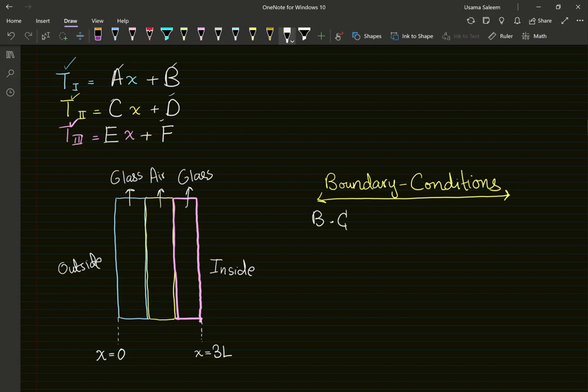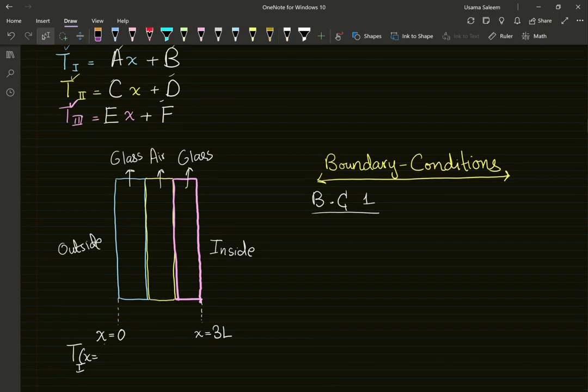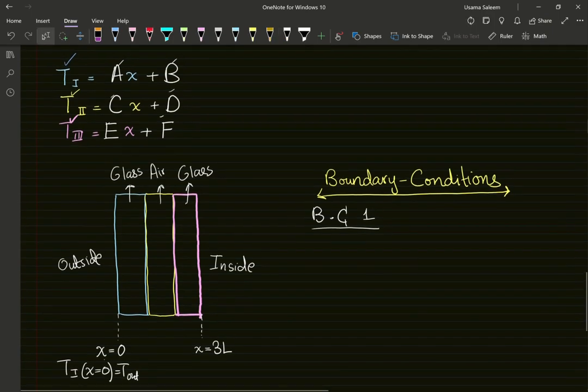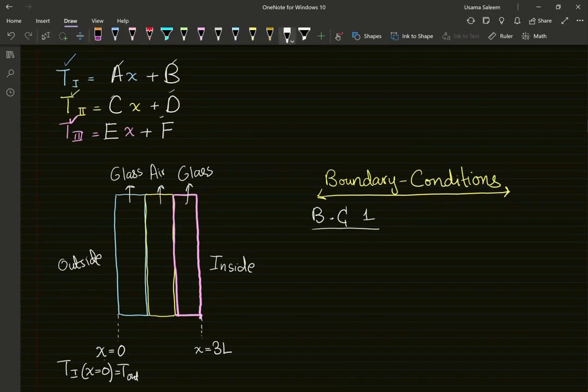Let's see what's going to be our first boundary condition. Our first boundary condition was specified in the problem at x equals 0. The temperature at x equals 0, T sub 1, the temperature in the first domain, keep that in mind, the subscript refers to the domain, at x equals 0 is equal to T out. So that's my first boundary condition.